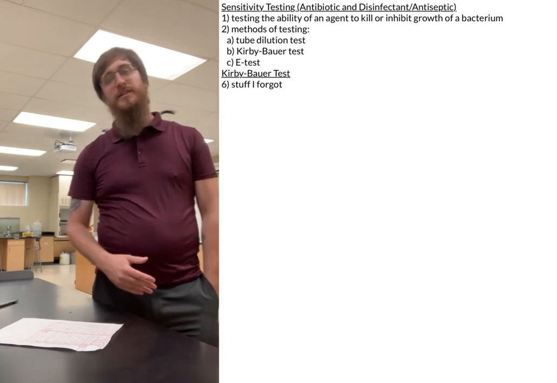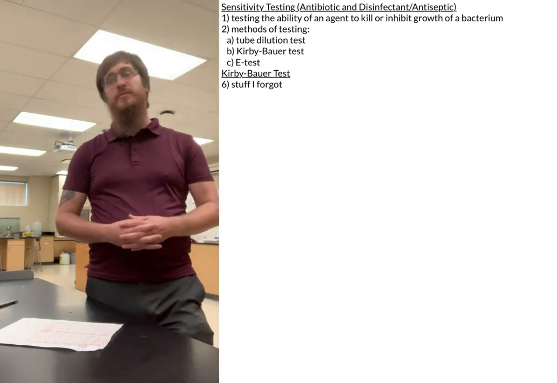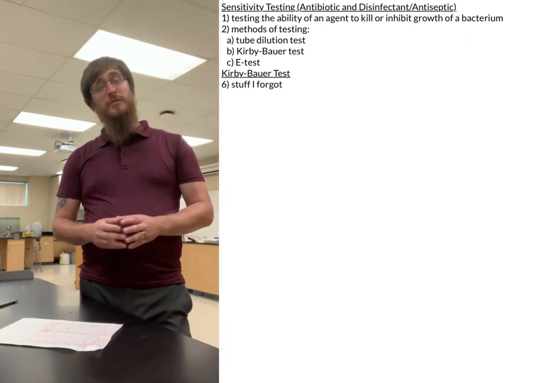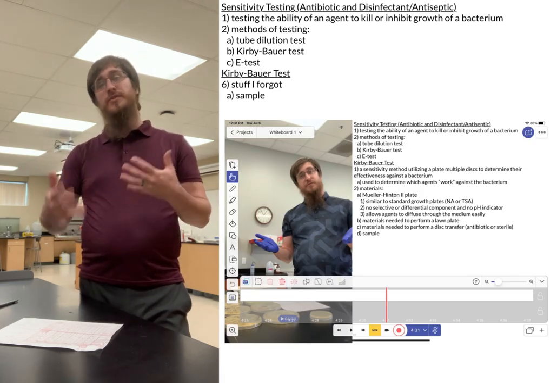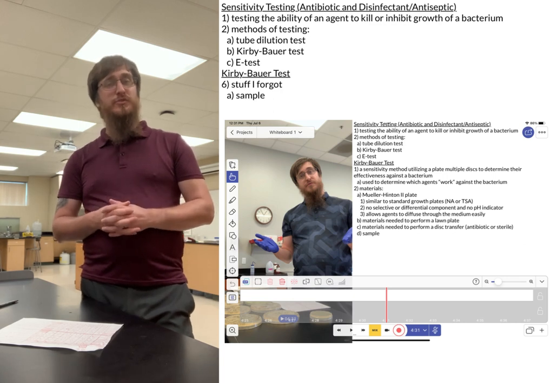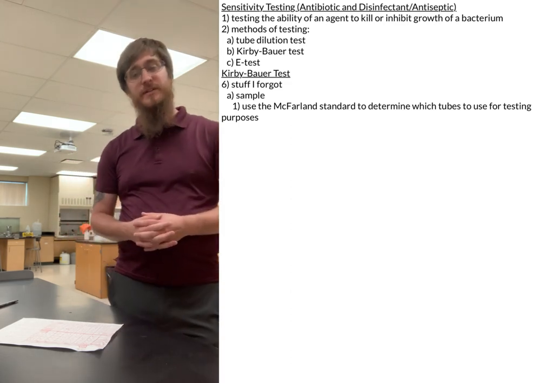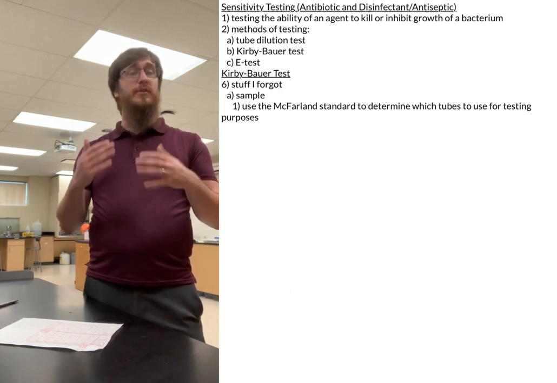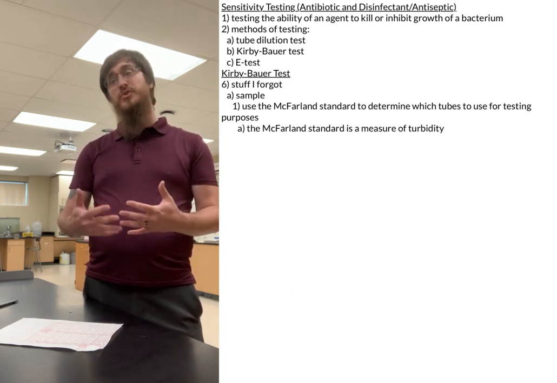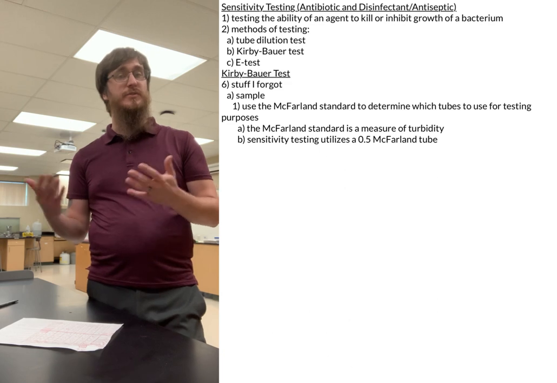Hey, everybody. After going through and making the video, I realized there were a few things that I forgot to mention in the original video, so I'm just going to mention them real fast here. The first one was all the way back when we talked about the sample at this point in the video. What I forgot to mention is that whenever we do this sensitivity testing, we actually use what we call the McFarland standard in order to determine what type of sample is a good candidate for being used for sensitivity testing. And the big thing here is that the McFarland standard, or the scale that we use, is a measure of turbidity, and we always want to use what we call a 0.5 McFarland standard tube.